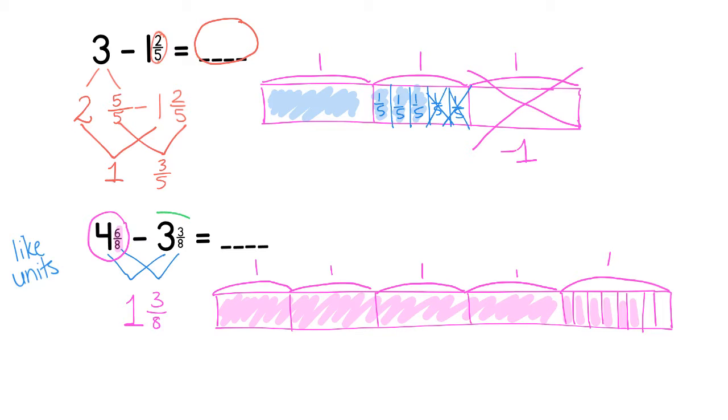Now it's time to subtract. And again, we're going to start with our smaller amount, minus 3/8. We're going to take away 1/8, take away 2/8, take away 3/8. And then we're going to take away our wholes. We're taking away 3 wholes. Minus 1 whole, minus 2 wholes, minus 3 wholes. What is left? 1 whole and 3/8. So my answer is still 1 and 3/8.